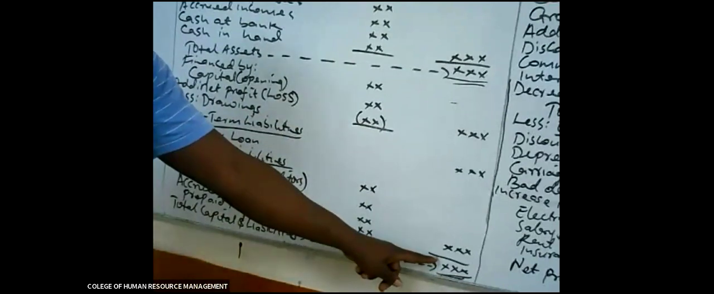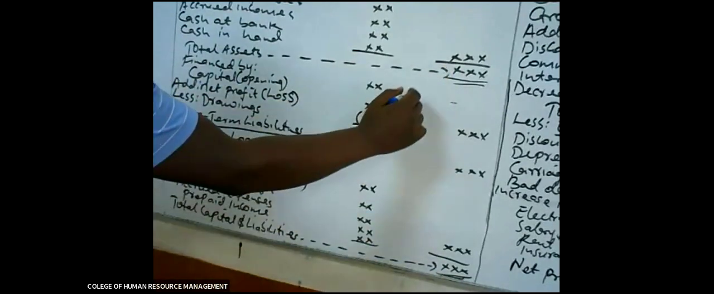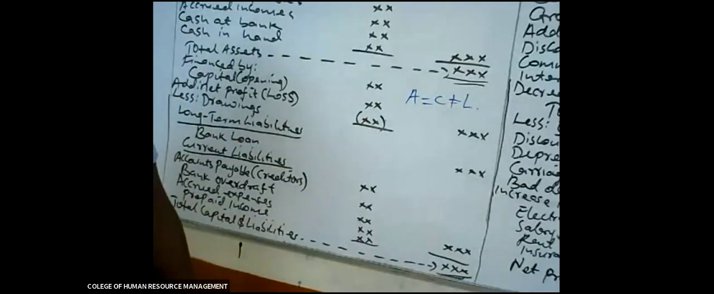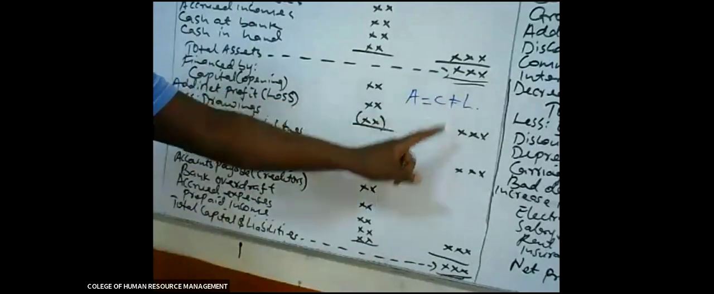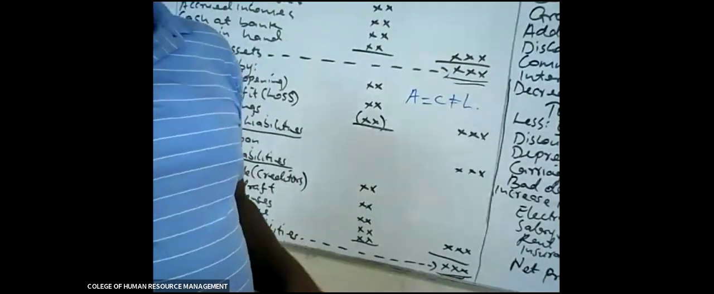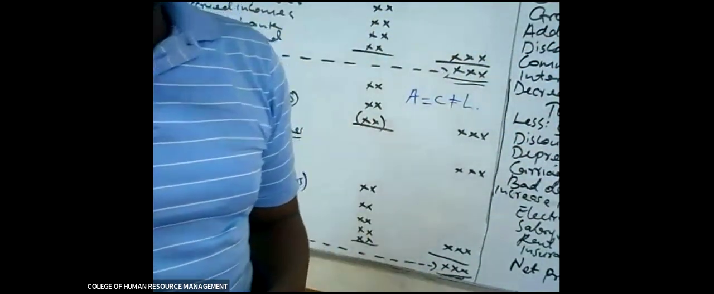This figure should be the same as this, because the accounting equation dictates that assets must always be equal to capital plus what? Liabilities. This and this should be the same. Having said that, I want us to spend a maximum of 40 minutes or 45 minutes. We do 2 questions only. And those 2 questions, we shall prepare the income statement and the statement of financial position from each of them.